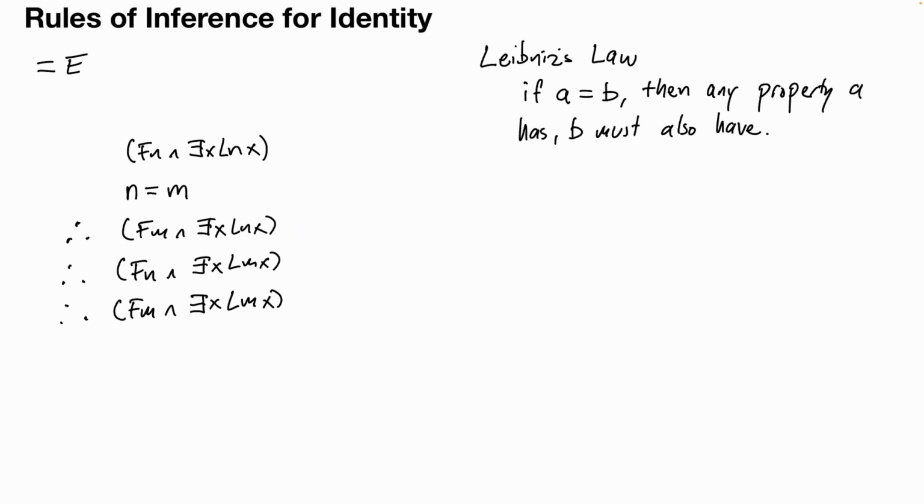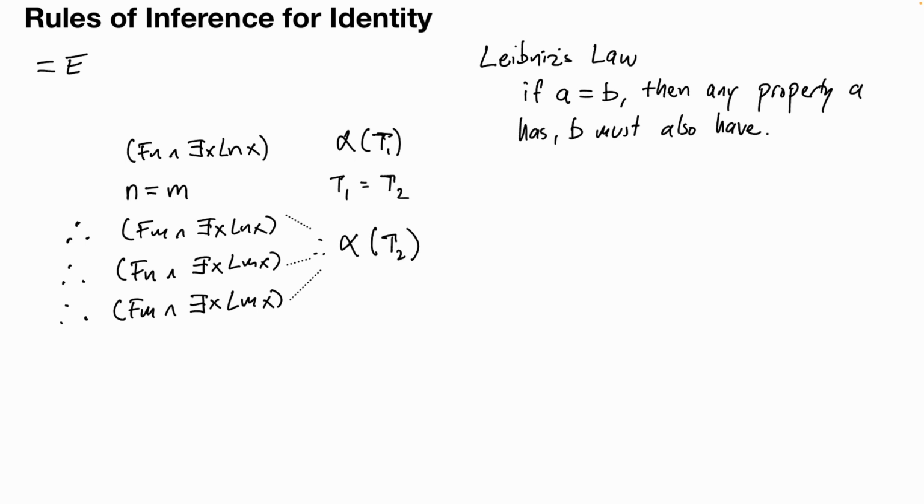In general, the identity elimination rule says that if you have a formula alpha with the term tau1 appearing in it, so putting tau1 in parentheses here after alpha just serves to indicate that the term tau1 appears one or more times within alpha, and you also have tau1 equals tau2 for some term tau2, then you can derive alpha, but with tau2 swapped in for tau1 in some or all of the places where tau1 originally appeared.